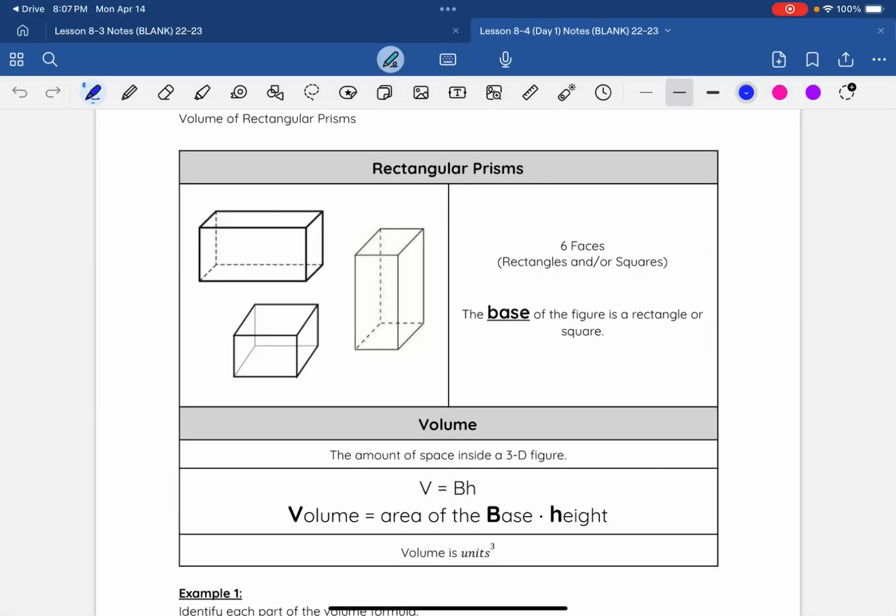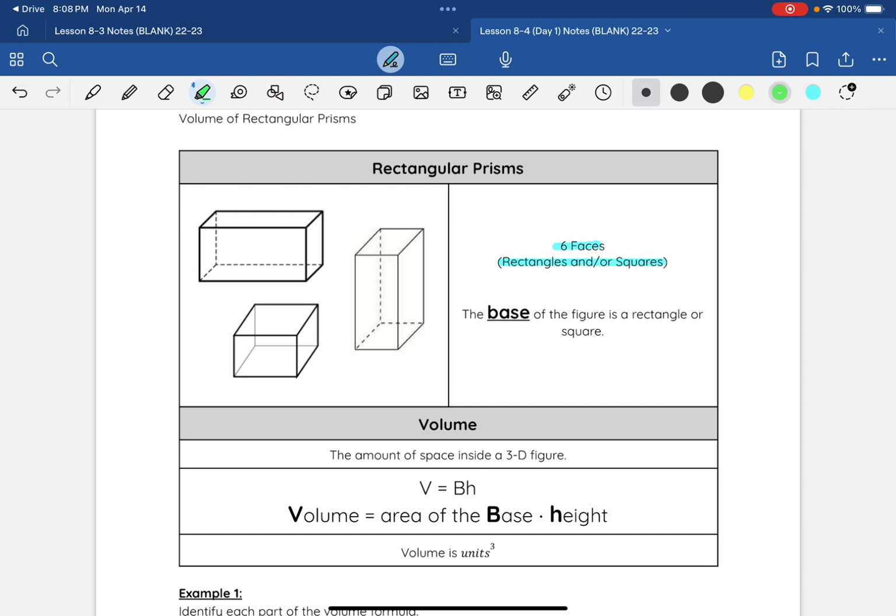All right, everybody. So today we are doing lesson 8-4. This is day 1 and it's volume of rectangular prisms. So in this lesson, a rectangular prism can look like any of these 3 objects. There are 6 faces and they consist of rectangles and/or squares.